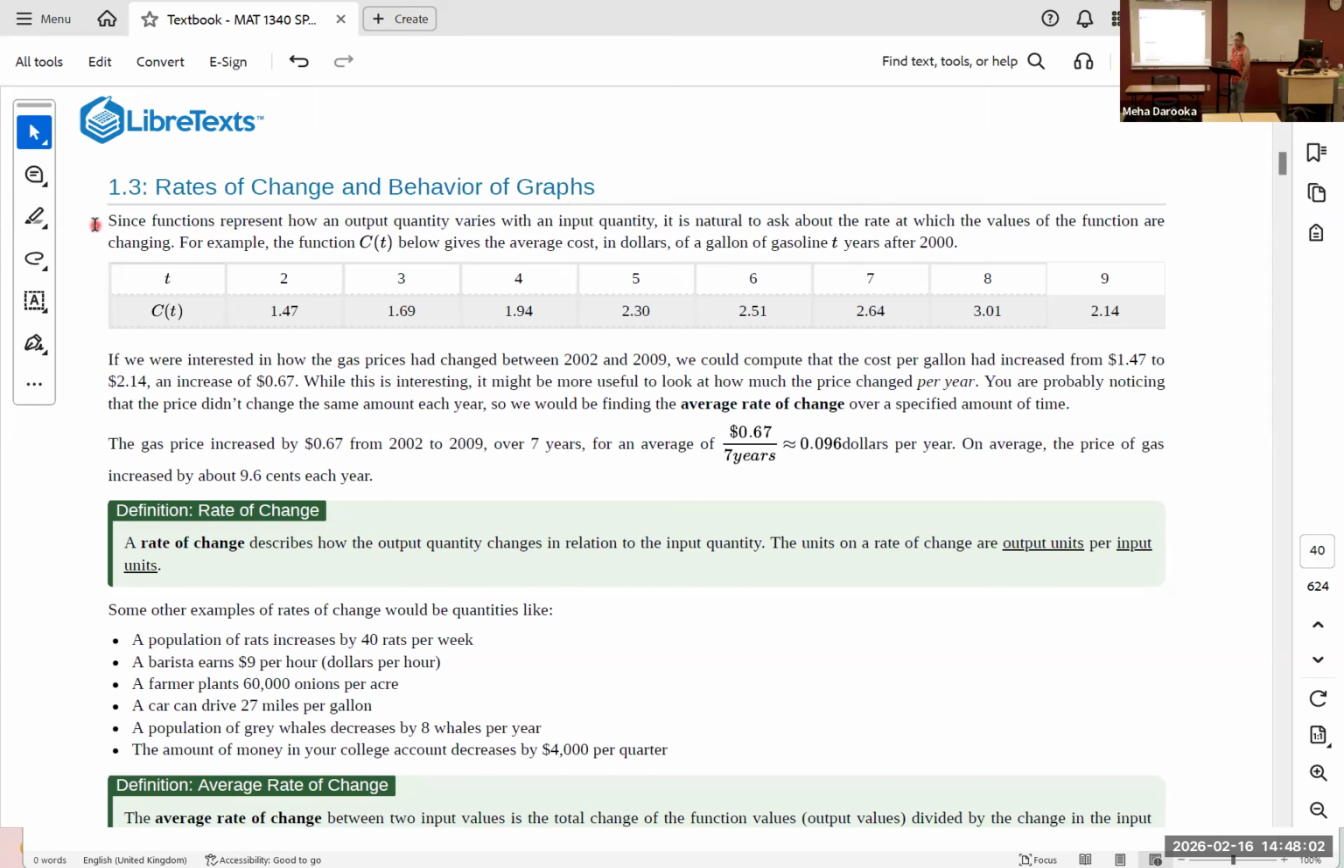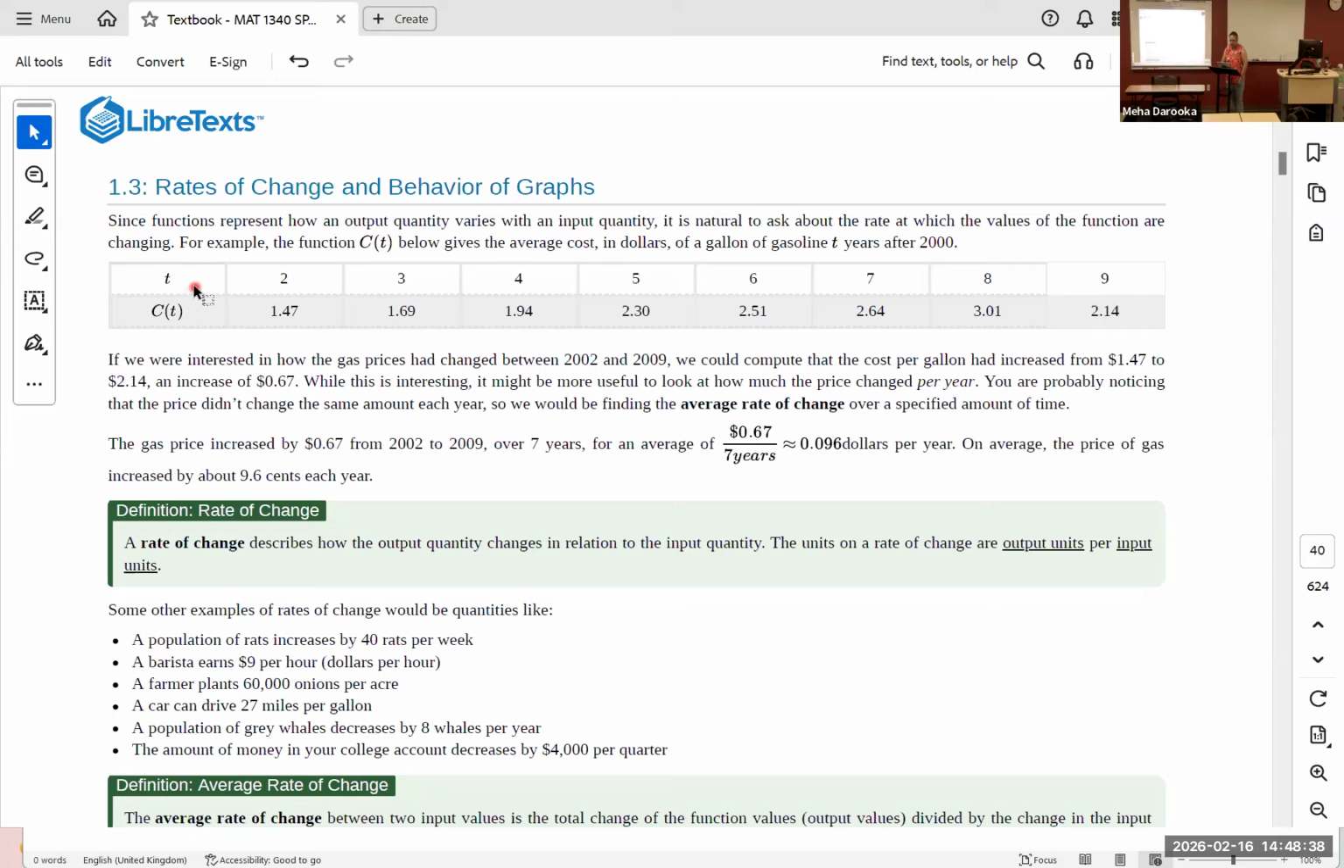So they're saying since functions represent how an output quantity varies based on an input quantity, it is natural to ask about the rate at which the values of the function are changing. So here C of t represents the average cost in dollars for a gallon of gasoline t years after 2000. So basically how the prices have changed since the year 2000.